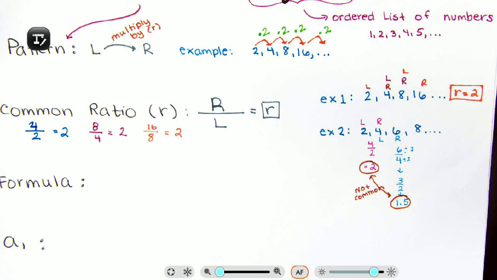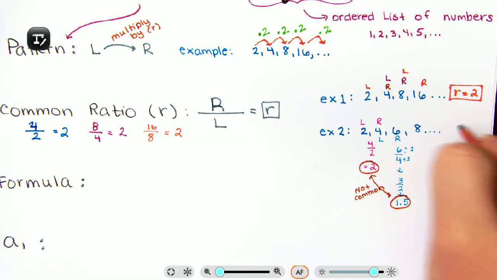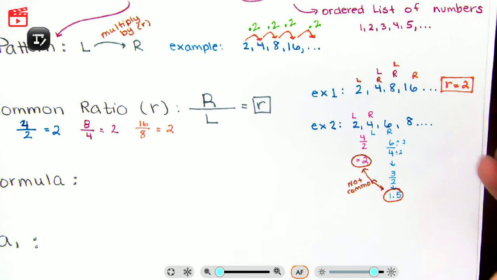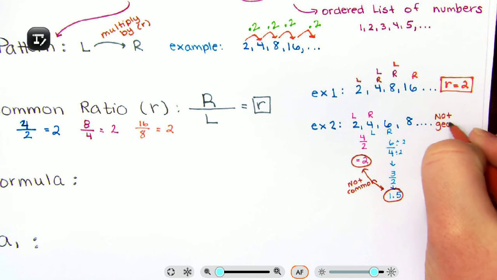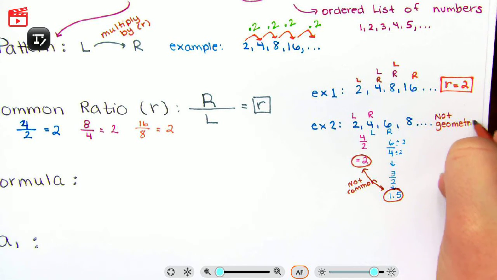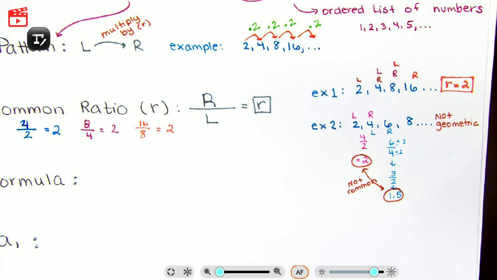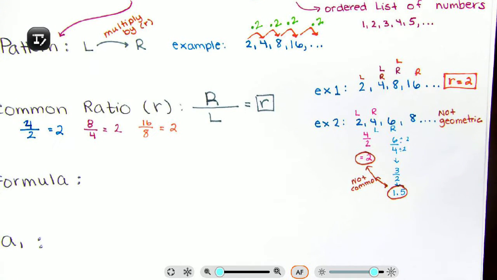And because it's not common, there is no common ratio. So this is not geometric. If you do not have a common ratio, that means the sequence, the list of numbers, is not geometric. There is no pattern to it.